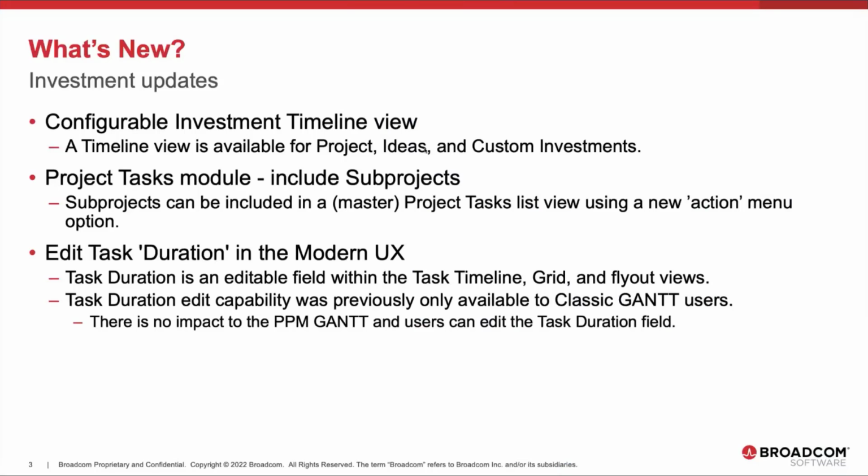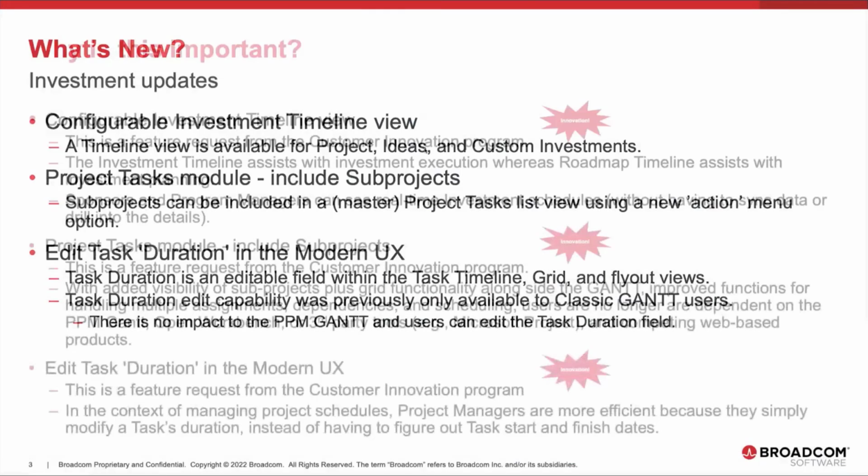Previously, that task duration was only editable when you were in the classic Gantt view. There's still the ability to edit the task duration in the PPM Gantt, so users over there are not impacted. I'm just pointing out that we've now added the ability to make it an editable field in the modern UX. So why is this important?